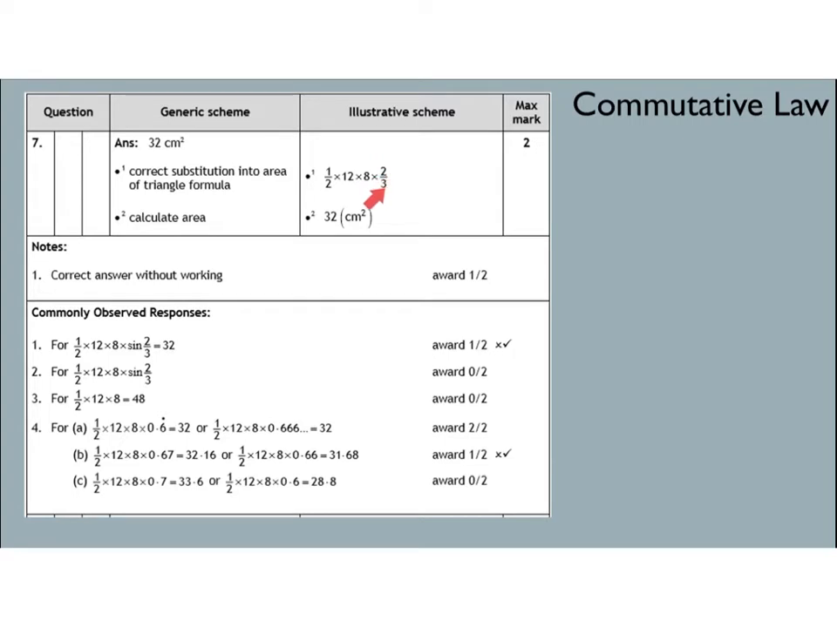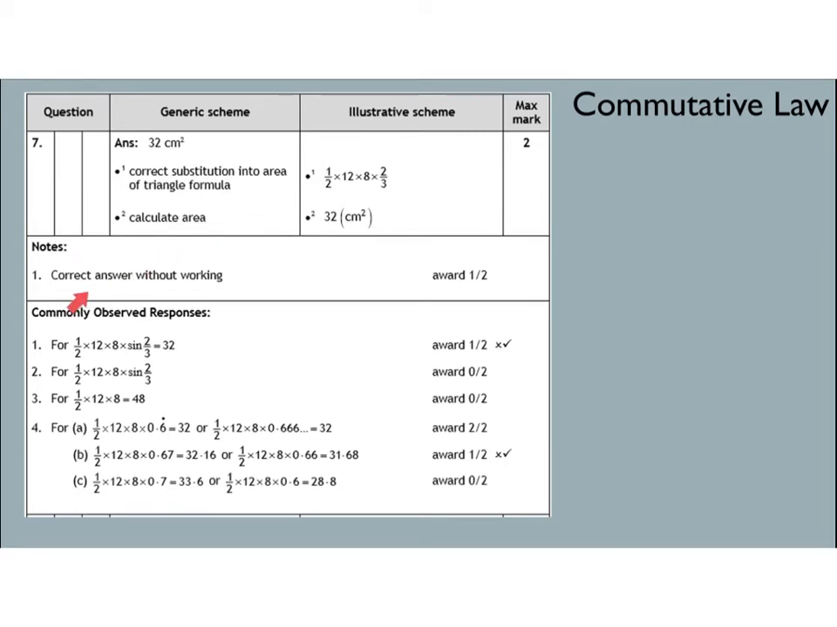Being careful not to write sine of 2/3 in there, okay? It's just the 2/3 that you write in. And then you get your second mark for doing 32 square centimetres. So a 2 mark question, 1 for the substitution and 1 for getting your final answer.